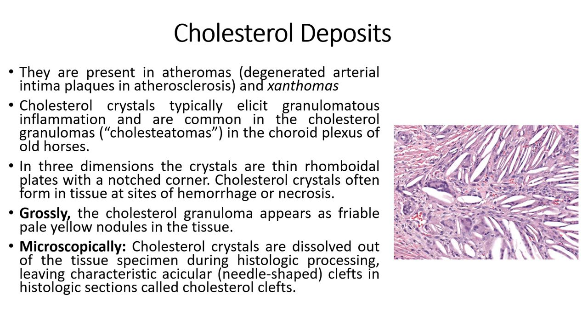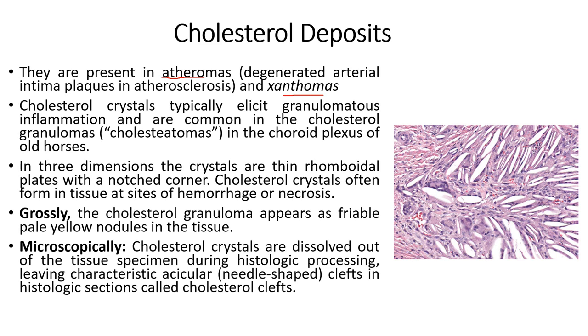Then the third lesion we're going to discuss in disturbance of lipid metabolism is cholesterol deposits. Some textbooks mention cholesterol deposits under the term lipoidal degeneration. We know that most of this happens in conditions like atheromas, where there is deposition of fat into the tunica intima of some arteries, and in xanthomas as well.